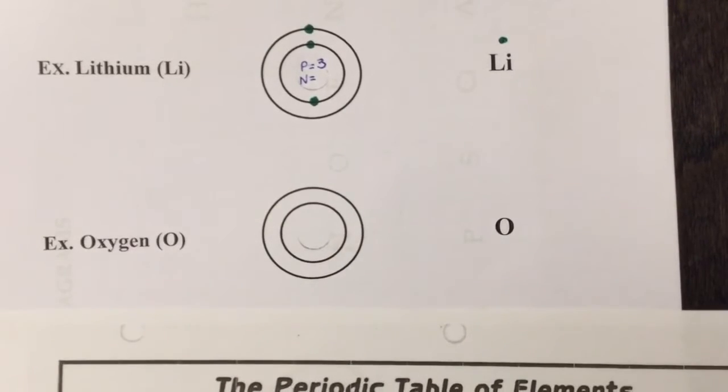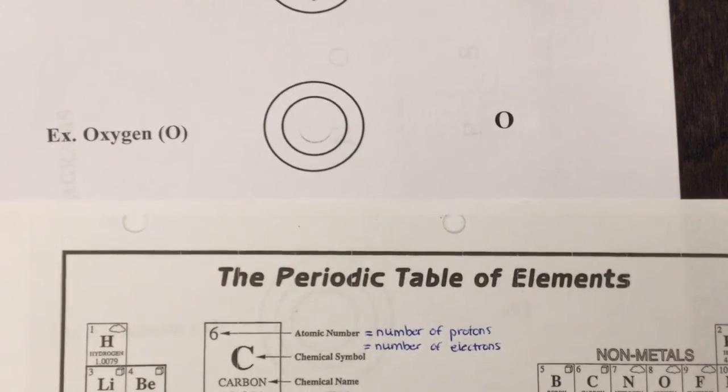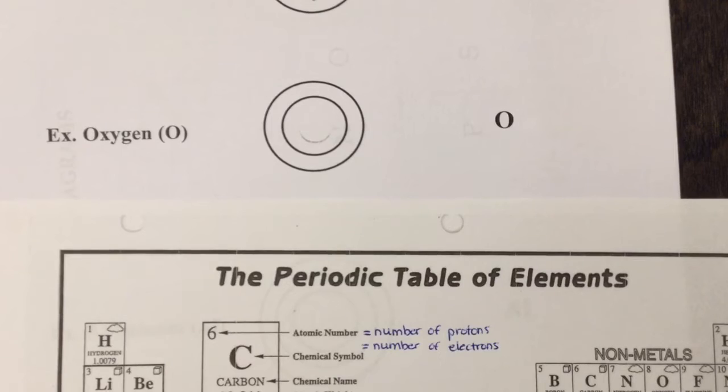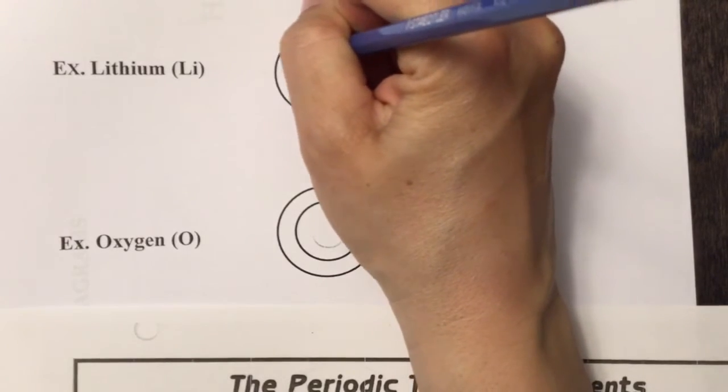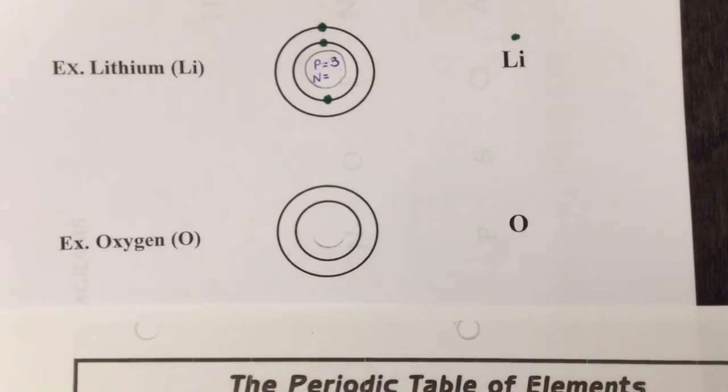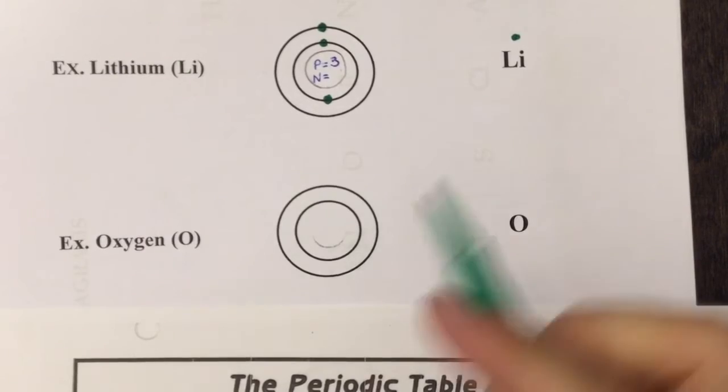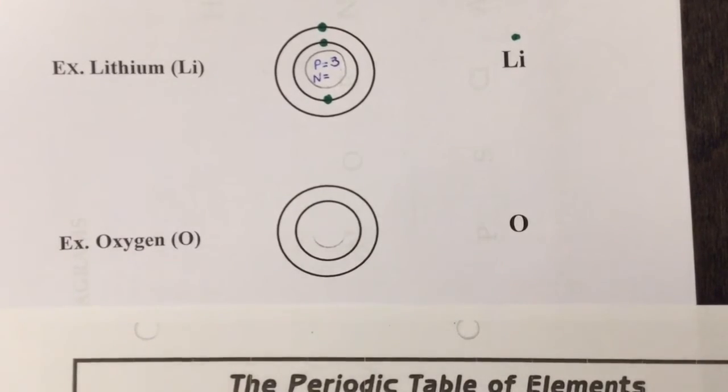Let's take a look at the next one, okay? The next one is oxygen. So find oxygen on your periodic table. And I am just going to go up here and show this as a nucleus. Oh, hold on, I forgot the neutrons. How many neutrons do we have?